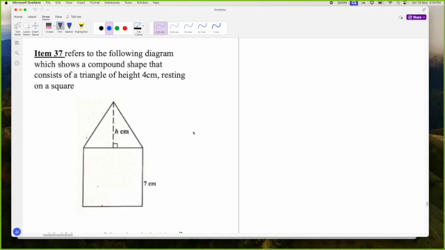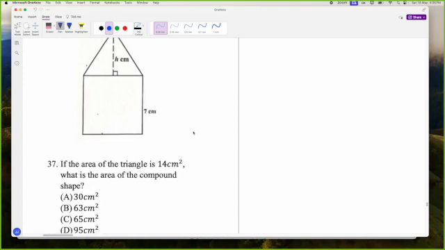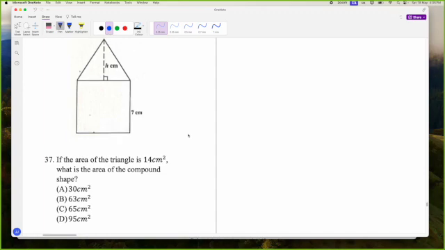Number 37 refers to the following diagram, which shows a compound shape that consists of a triangle of height 4 centimeters resting on a square. What is the area of the triangle? All right, they say the area of the triangle is 14 centimeters squared. What is the area of the compound shape?